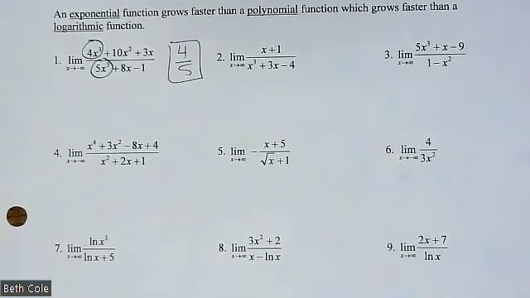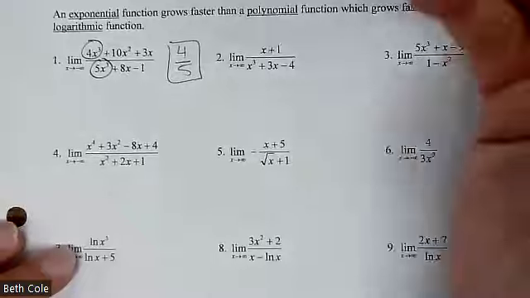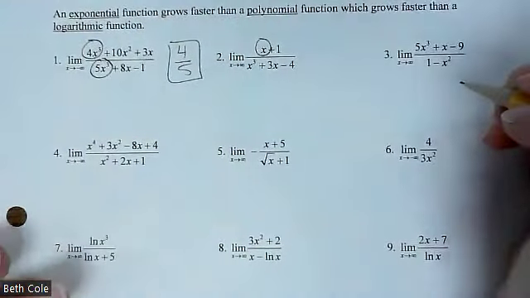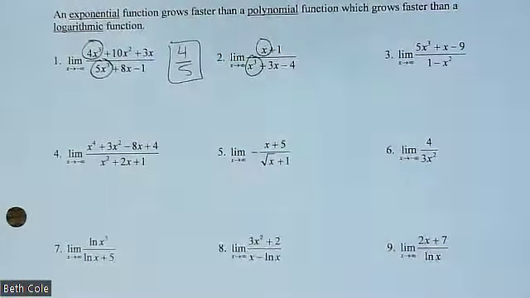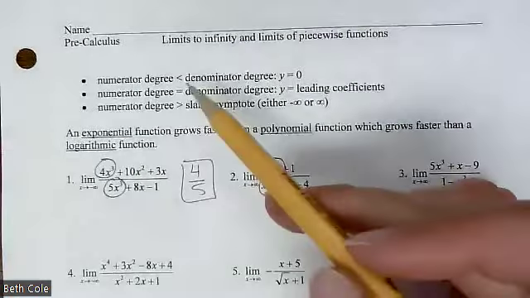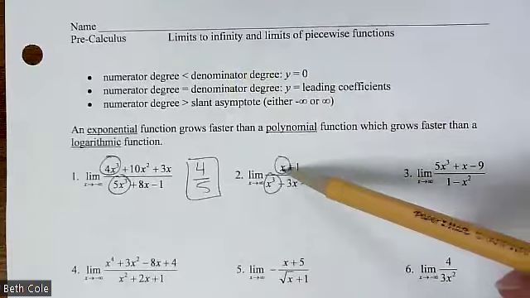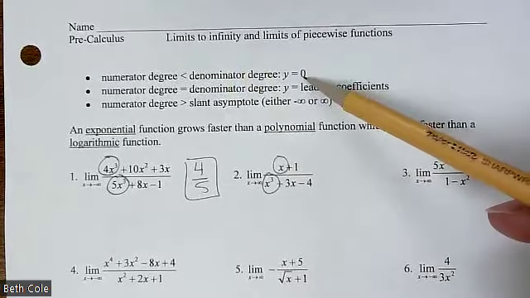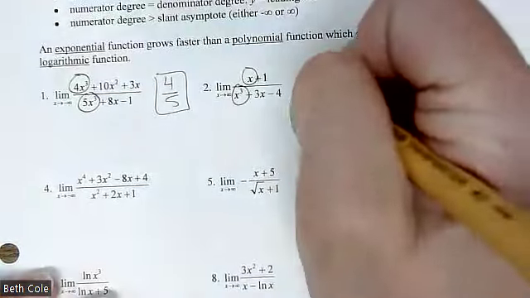Let's try again. Who's in charge of the numerator? X. Good. Who's in charge of the denominator? Good. So it's x to the 1 over x to the 3rd. So which one of these situations is that? Good. The numerator is smaller, so it is automatically 0.